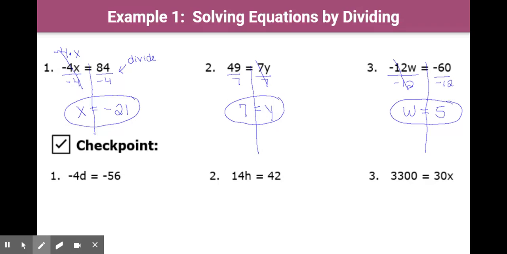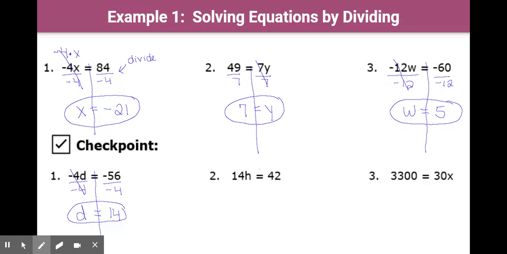Okay, let's go through a few checkpoint problems together to see if you understand this lesson. So problem 1, to isolate d, what should I do? I need to divide both sides by negative 4. The negative 4's will cancel. I end up with d equals. A negative divided by a negative is a positive. 56 divided by 4 is 14. So final answer, d equals 14.